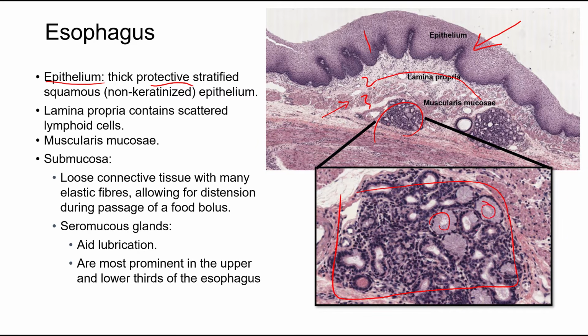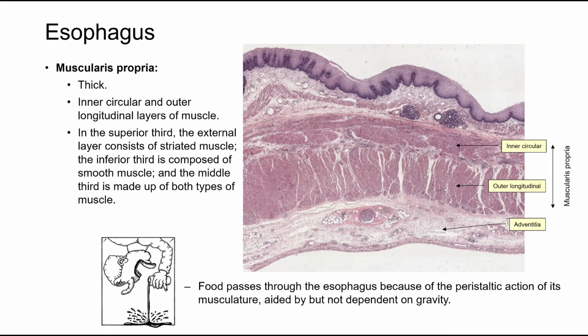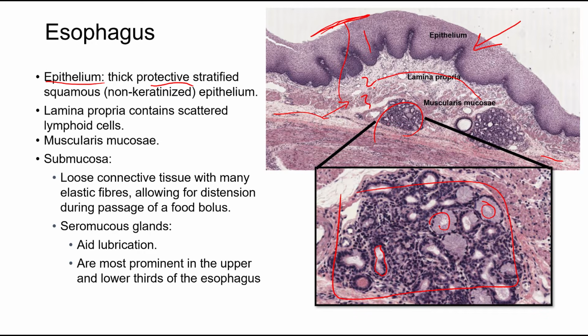You can see here the acini, but these are ducts that are lined with cuboidal epithelium. The secretions pass through the ducts and open on the lining of the esophagus. They aid lubrication, and they are most prominent in the upper part of the esophagus. Of course, these submucosal glands are present in the surrounding connective tissue of the submucosa. And then we have the muscularis propria with the inner circular, outer longitudinal muscle fibers. In between them, as I said, there is the myenteric plexus. Remember here that the submucosa also contains the submucosal plexus of nerves.